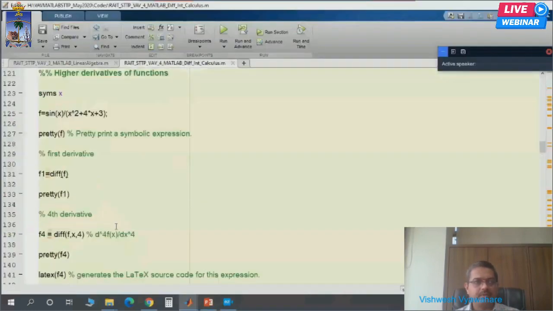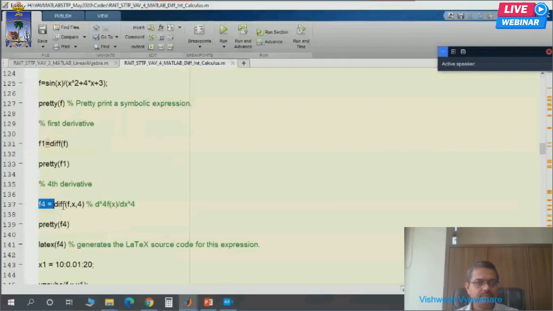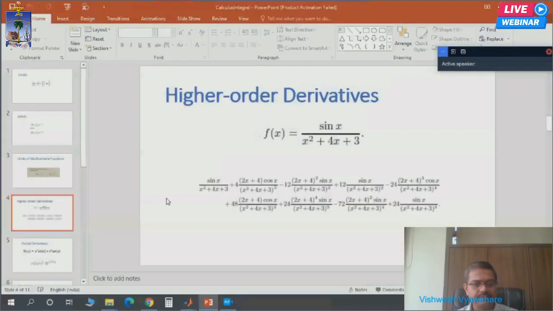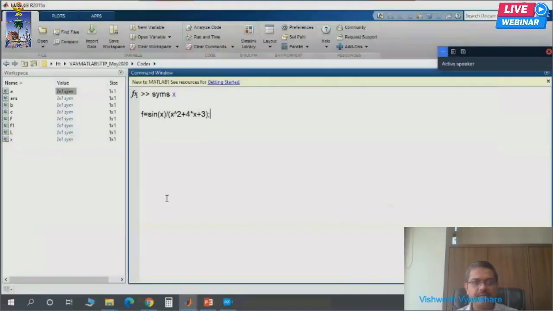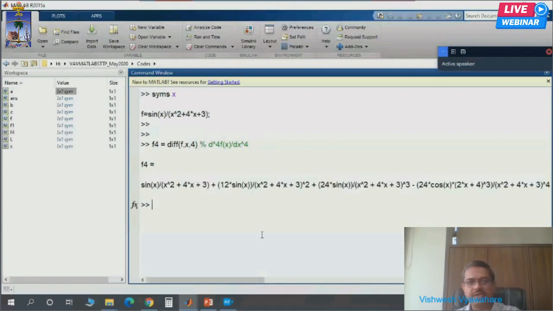Okay, so I will use this command. It becomes very easy in MATLAB. This is my function. This is the command: f4 is equal to diff. So differentiate f with respect to x, and the order of the differentiation is 4. And this is the answer.